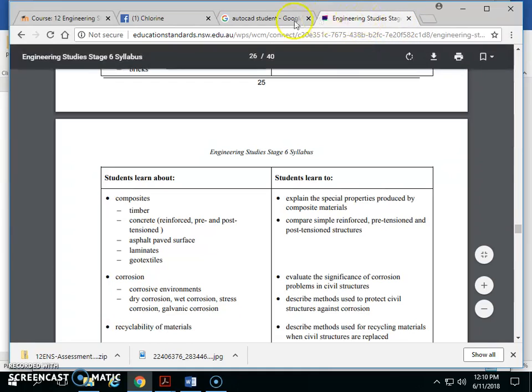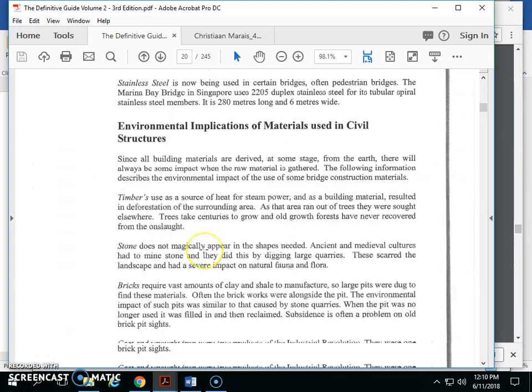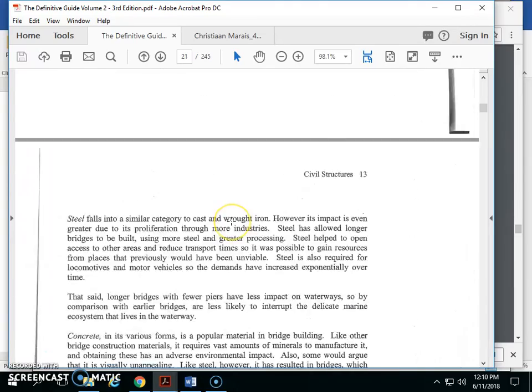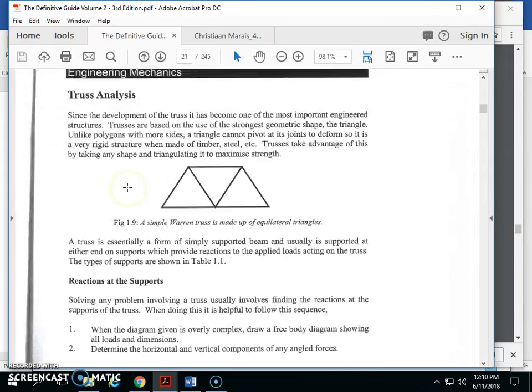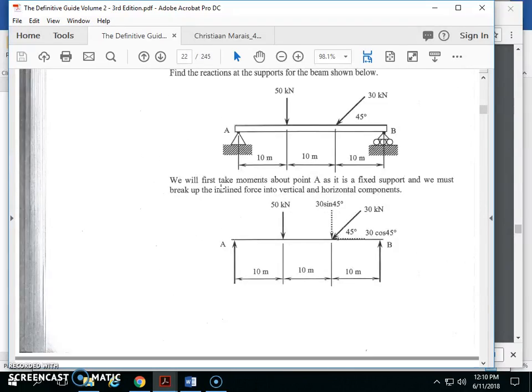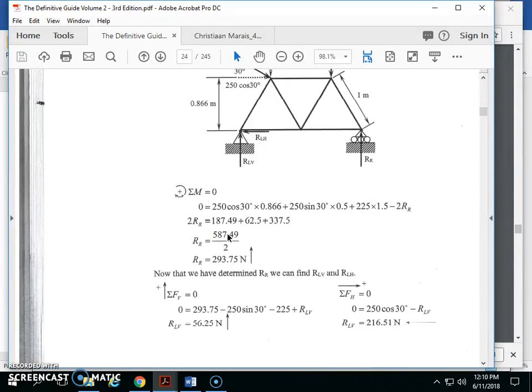so I can close that. Now, what I'm going to go on to is the environmental implications of materials. Okay, so we'll go through that. Okay, so the next big thing, the big focus on this topic is trusses. So with trusses, we're going to talk about reactions. We're going to talk about different kinds of reactions, calculating reactions using moments.